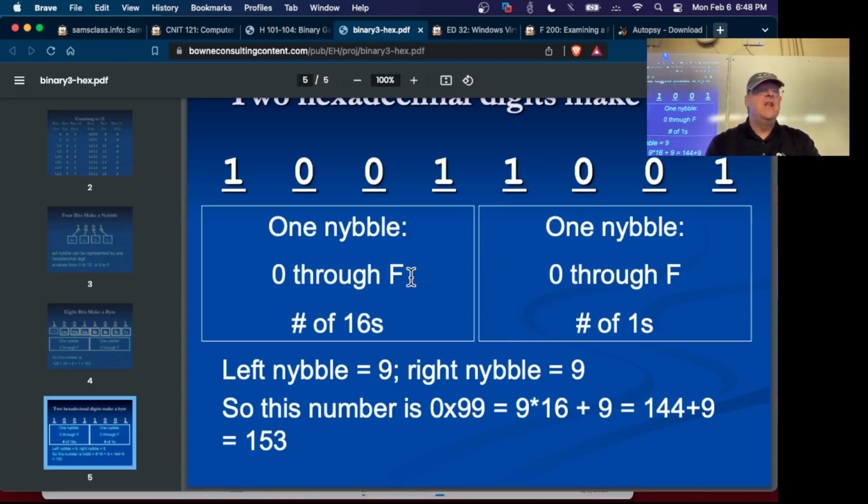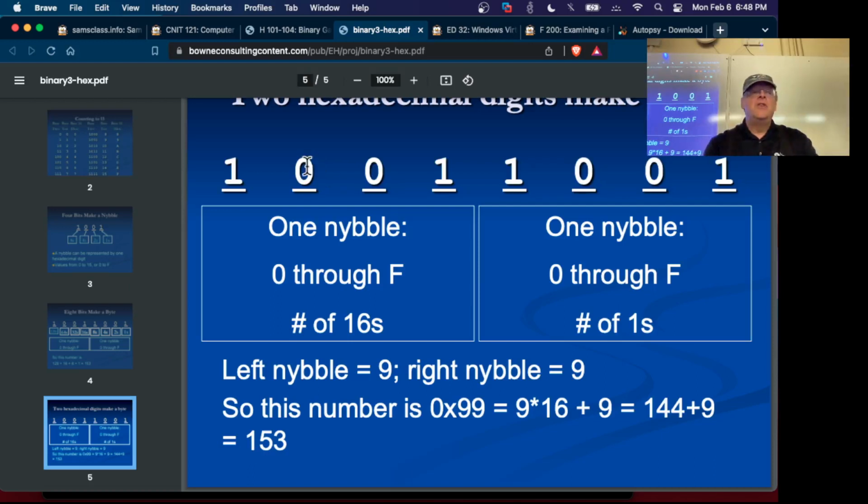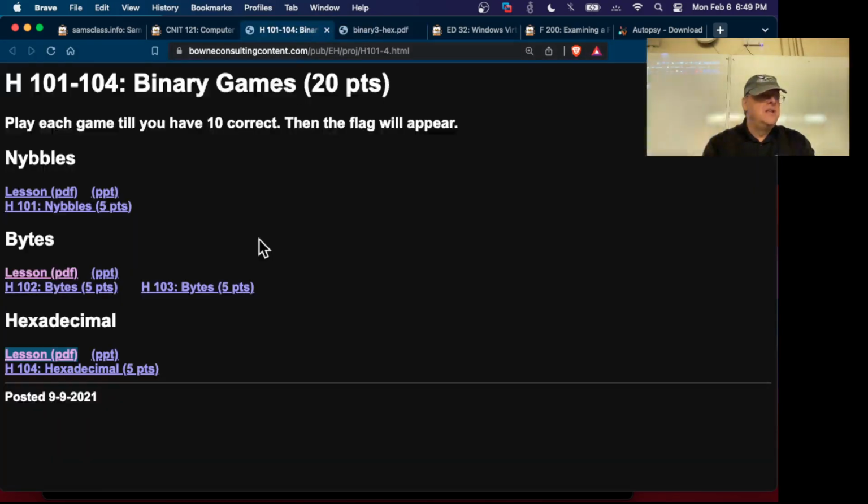And what that means, the left nibble is the number of 16s, and the right nibble is the number of 1s. So this is 9 times 16 plus 9, which is 144 plus 9 to get to 153. This is easier. So that's what hexadecimal is. And it's much easier than trying to add 128, 64, and 32. You just read 4 bits at a time. So let's try a few of those.